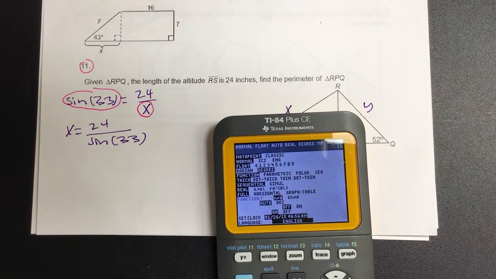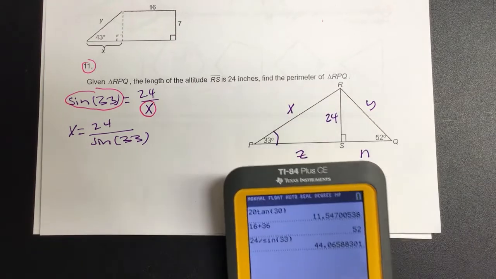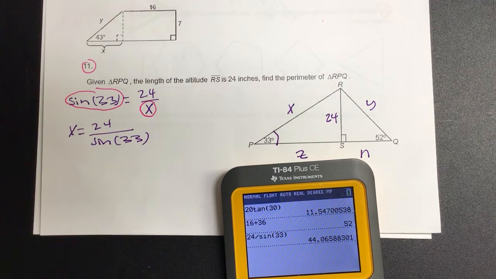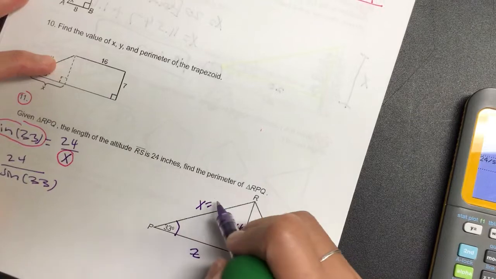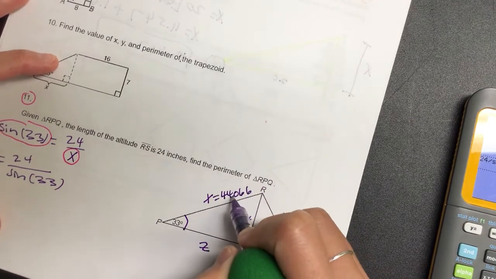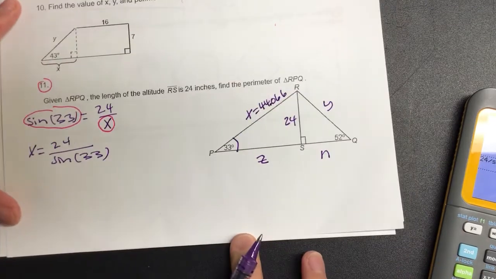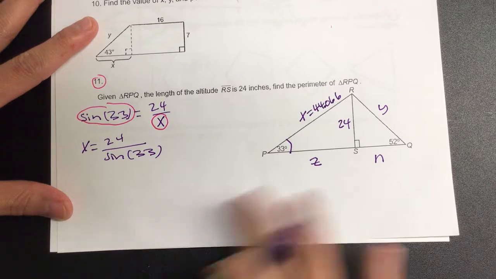24 over sine of 33. Hopefully it's already in degree mode, and yes. And this number should be bigger than 24 because that's my hypotenuse, right? So let's go ahead and round this. So my X is about 40.066. Okay, any questions on that one? Good? Okay, let's find Z.